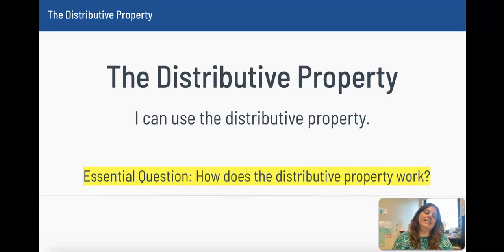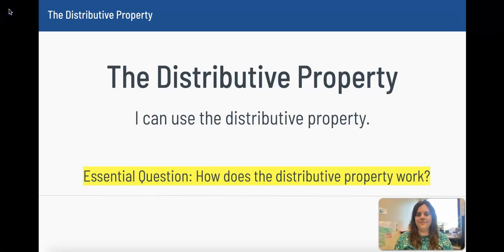Hey y'all, in this final lesson for Unit 2, we are going to be talking about the distributive property. By the end of the lesson, we want to be able to use the distributive property. Our essential question then is, how does the distributive property work?